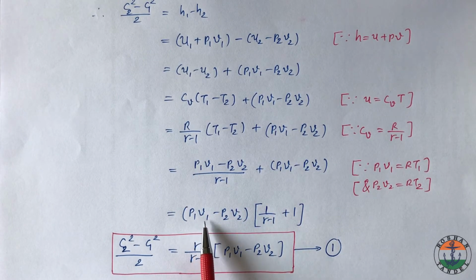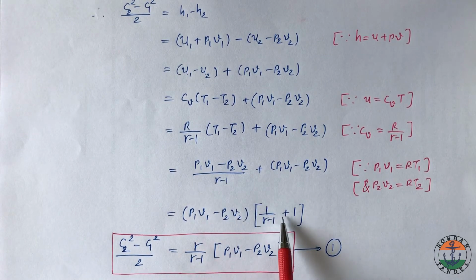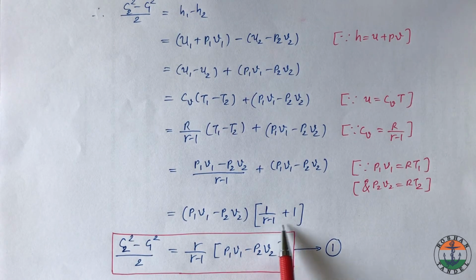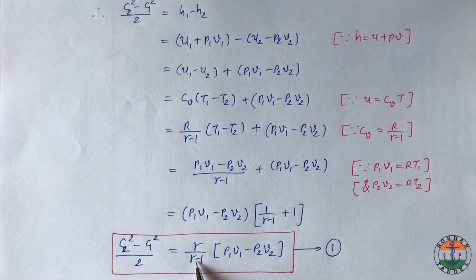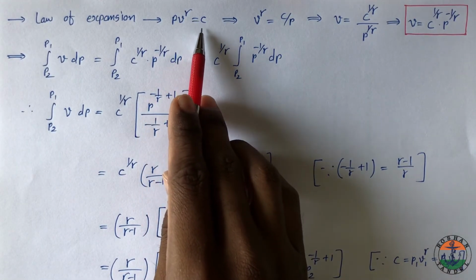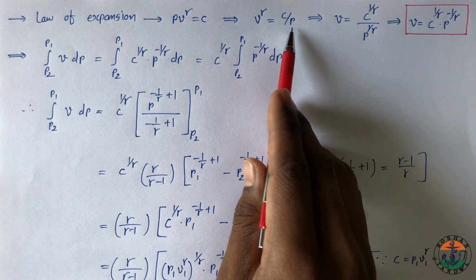So, you will get P1 V1 minus P2 V2 into 1 upon gamma minus 1 plus 1. If you solve this bracket, you will get gamma upon gamma minus 1. So, final value will be C2 square minus C1 square by 2 is equal to gamma upon gamma minus 1 P1 V1 minus P2 V2. Here, law of expansion is PV raised to gamma is equal to constant. So, V raised to gamma is equal to C by P.